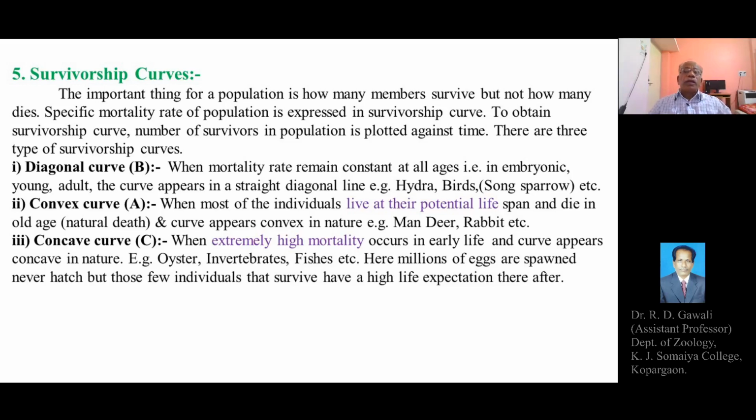Last time we have explained about the concept of natality and mortality together with the fecundity. Today we are going to explain the next topic, or the point, that is survivorship curves.